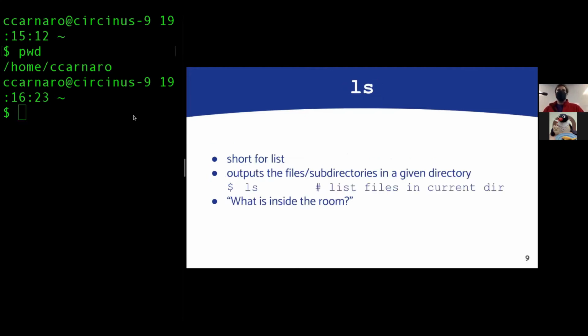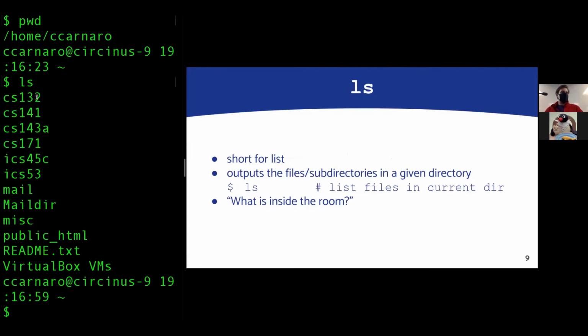ls. ls is short for list. And this shows you what files and subdirectories you have. So if I go ahead and type ls into my terminal right now, I can see all the different files and folders that I have here. You can also add some different flags to color things. So if I do ls dash, I think it's G. Oh, yeah, question?